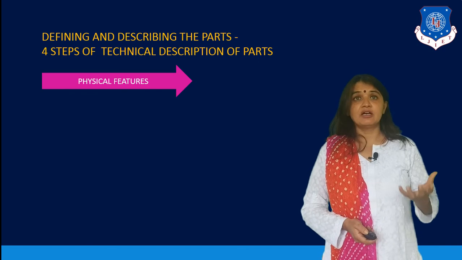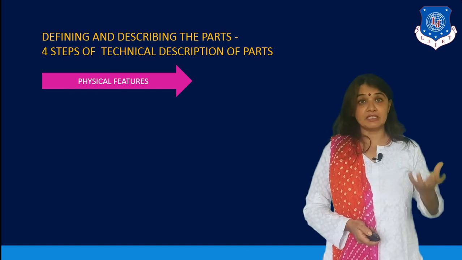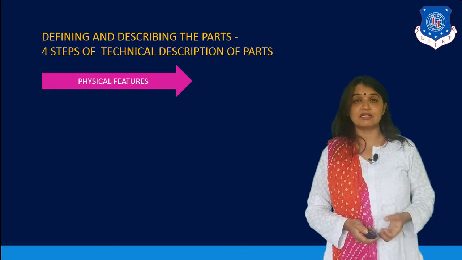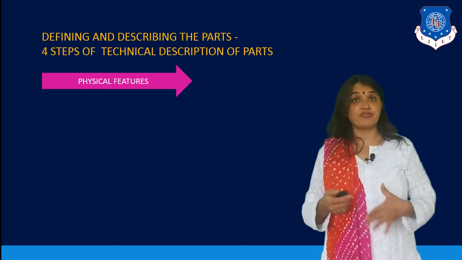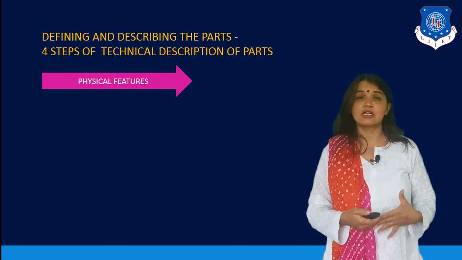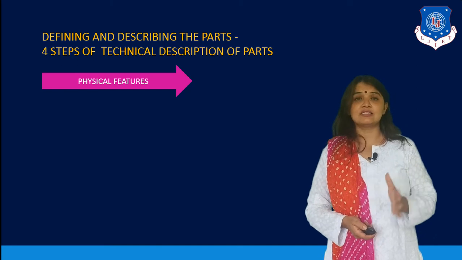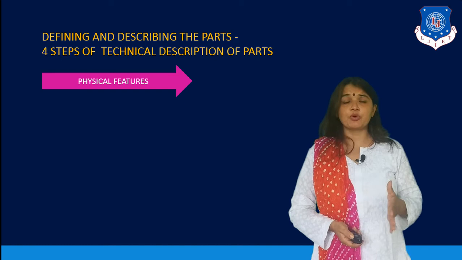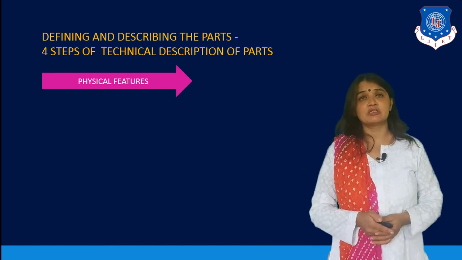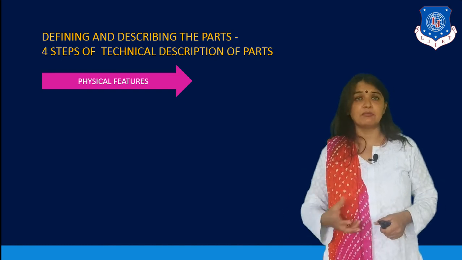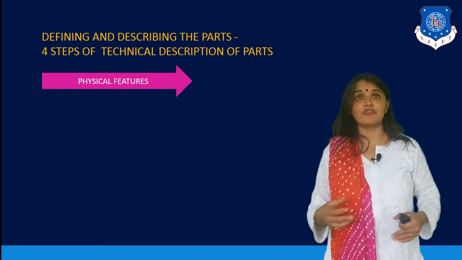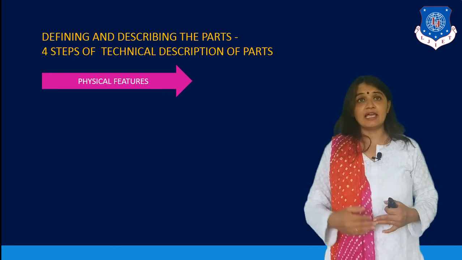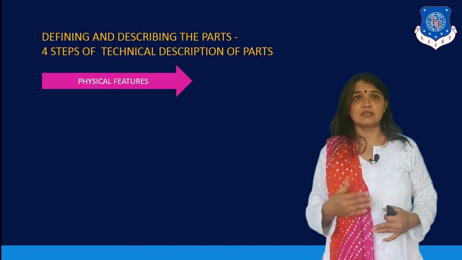We can even tell the material that is used to make that particular part or machine, like it is made of metal or rubber or cloth. All these things are included in the physical features. If you are able to provide approximate dimensions, like it is 5 mm in diameter or its length is 10 mm, it even helps the reader to visualize the product more.